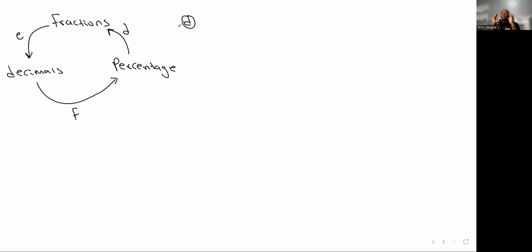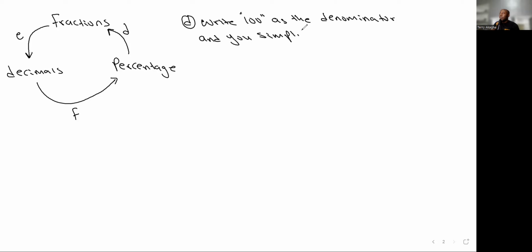So if you have a particular percentage and you want to convert it to fractions, so basically what you do, you just write 100 as the denominator and you simplify, all right? So when you want to convert it back, you just write 100 as the denominator. And you simplify. All right, so that's what you do.